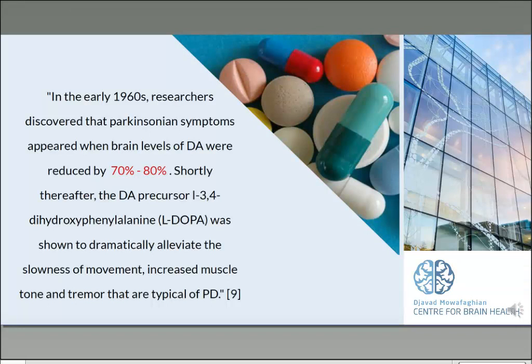The discovery of levodopa as a treatment for Parkinsonism is one of the most profound discoveries in medical history, as levodopa treatment enabled people with Parkinson's disease to move again after being afflicted by extreme rigidity and compromised motor function.